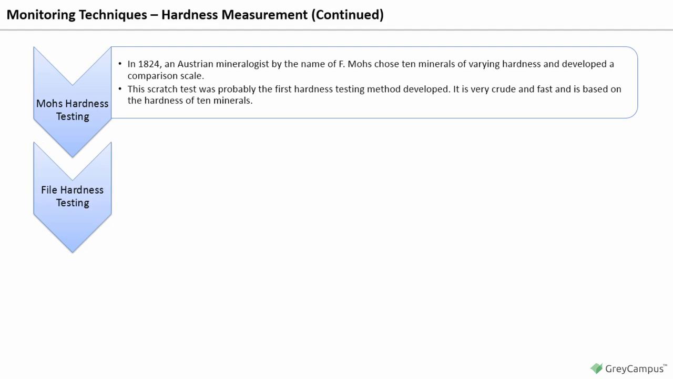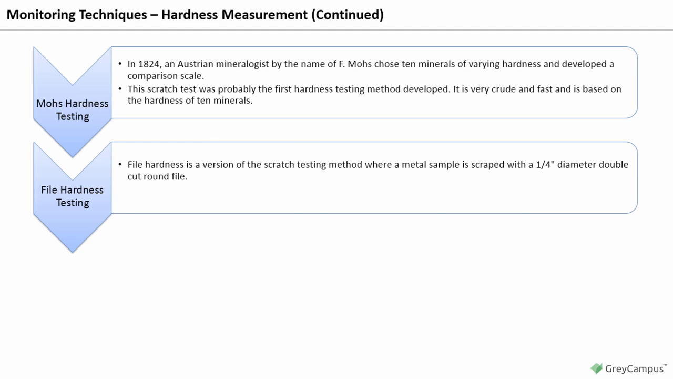File hardness testing. File hardness is a version of the scratch testing method, where a metal sample is scraped with a 1/4 inch diameter double-cut round file. If the file bites into the material, it is not file hard. If there is no mark, the material is file hard. This is a very easy way for inspectors to determine if the material has been hardness treated.